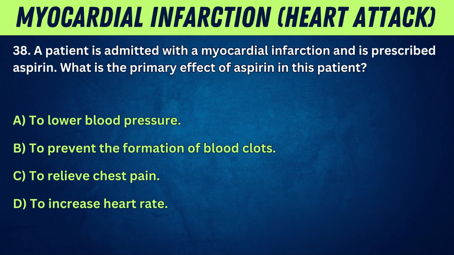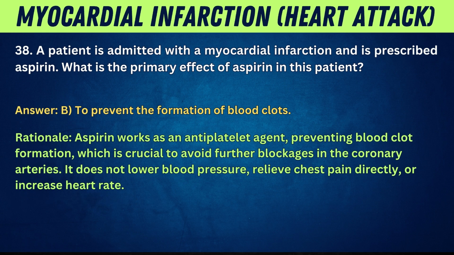38. A patient is admitted with a myocardial infarction and is prescribed aspirin. What is the primary effect of aspirin in this patient? A. To lower blood pressure. B. To prevent the formation of blood clots. C. To relieve chest pain. D. To increase heart rate. Answer: B. To prevent the formation of blood clots. Rationale: aspirin works as an antiplatelet agent, preventing blood clot formation, which is crucial to avoid further blockages in the coronary arteries. It does not lower blood pressure, relieve chest pain directly, or increase heart rate.